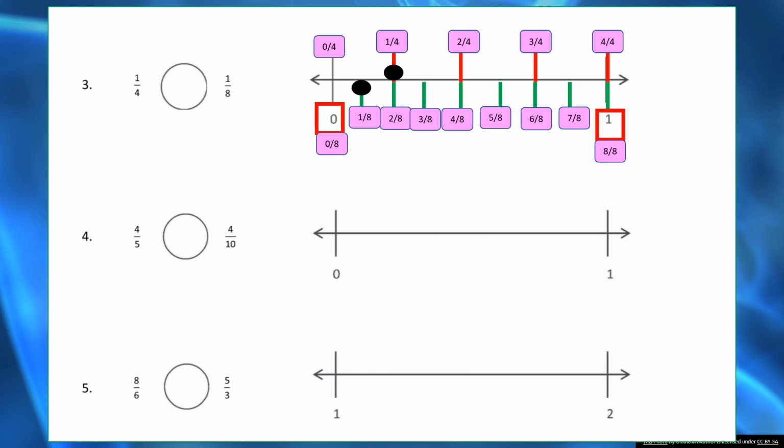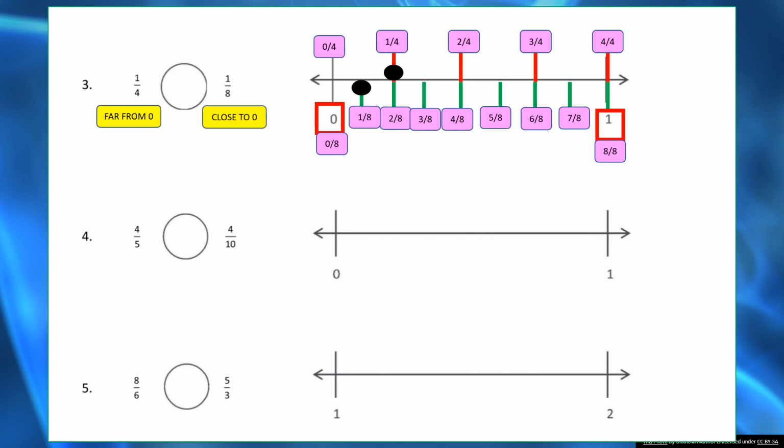All right, now just like we did with numbers 1 and 2, the fraction that's closest to 0 is the smallest, and the fraction that's furthest away from 0 is the largest. So let's talk about the two fractions that we're comparing. Is 1/4 far from 0 or close to 0? That's right. It is far from 0. And that means that 1/8 is close to 0.